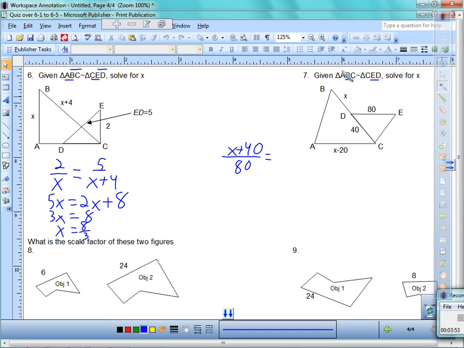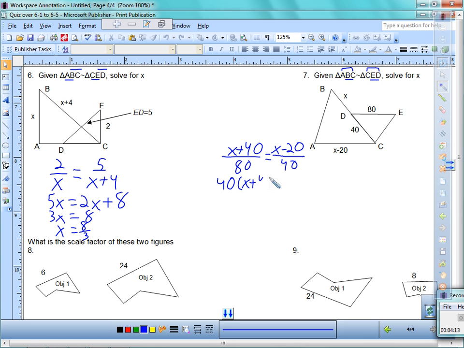Then we look at AC. And that's similar to CD. AC, x minus 20. And CD, which is 40. At this point, we're just going to go through and do what we know what to do.